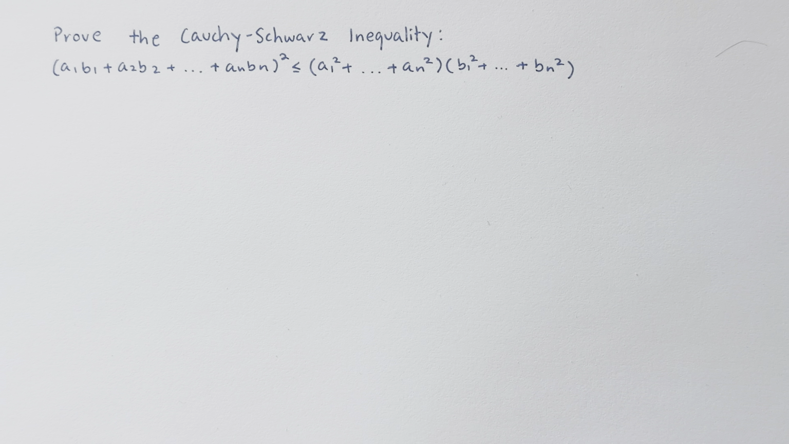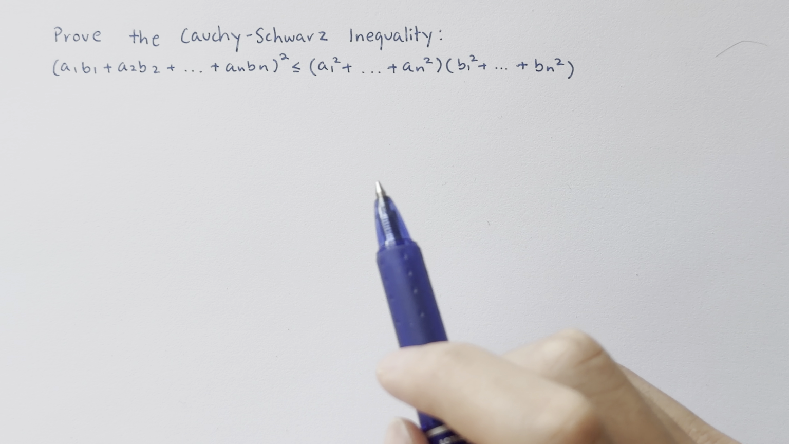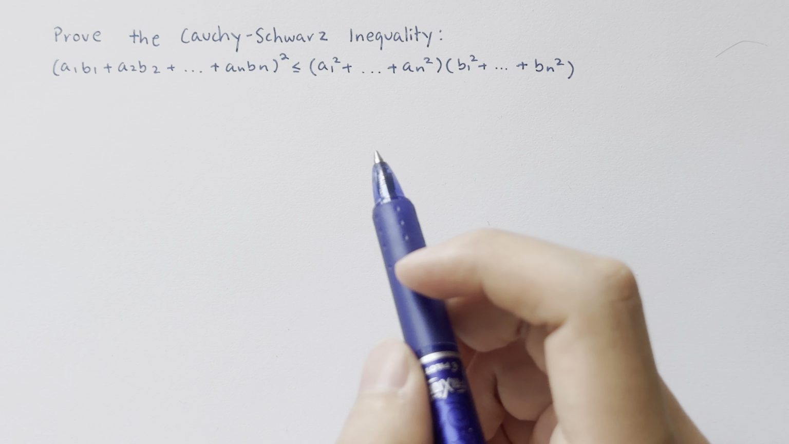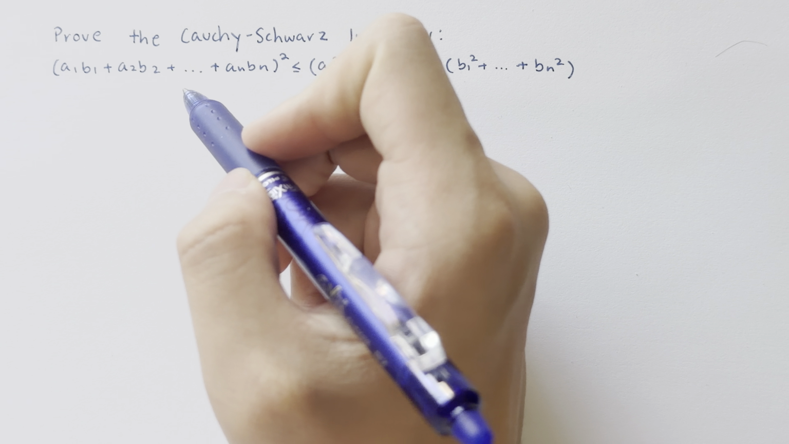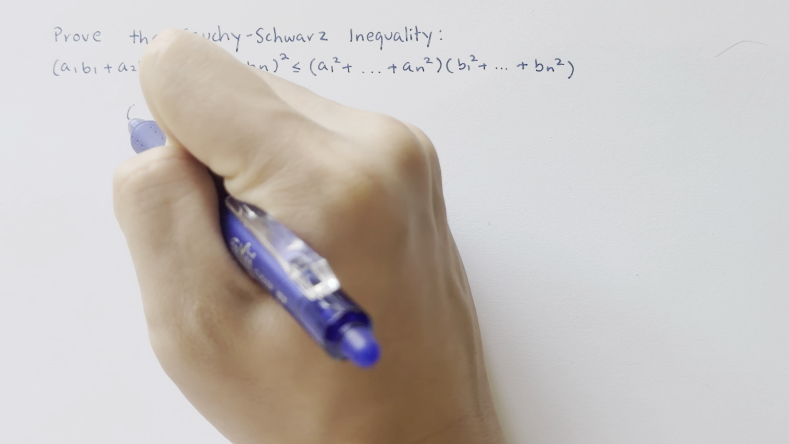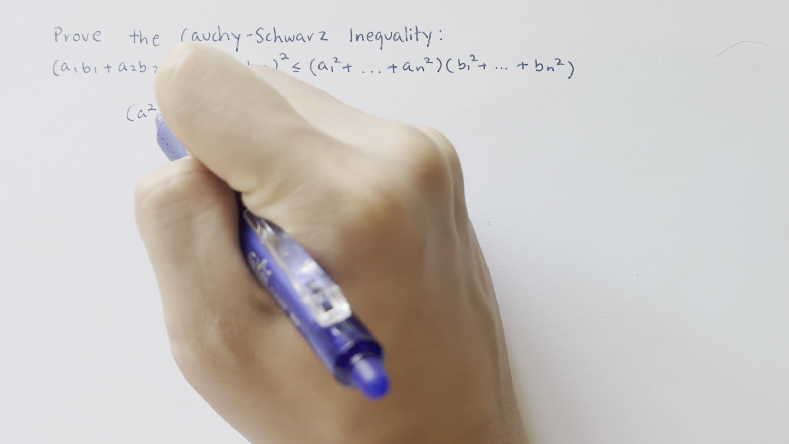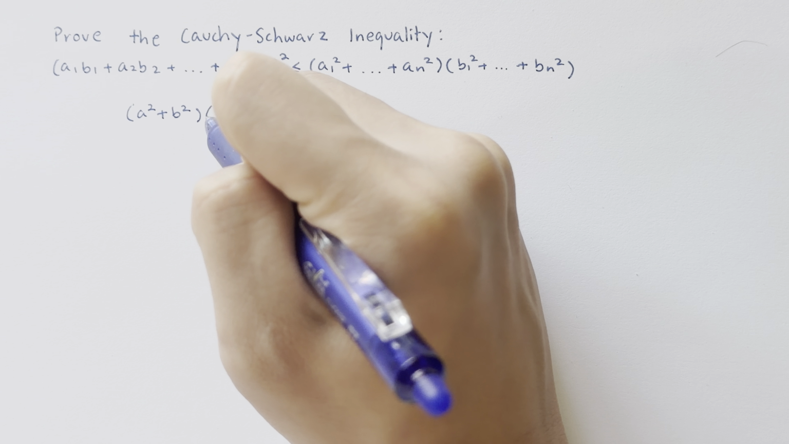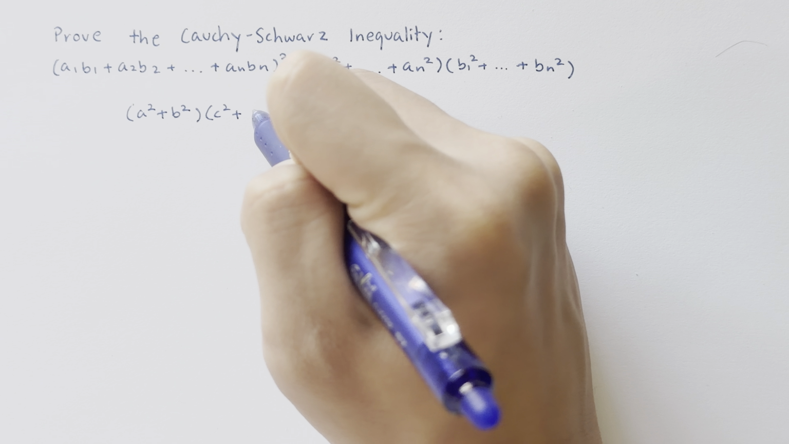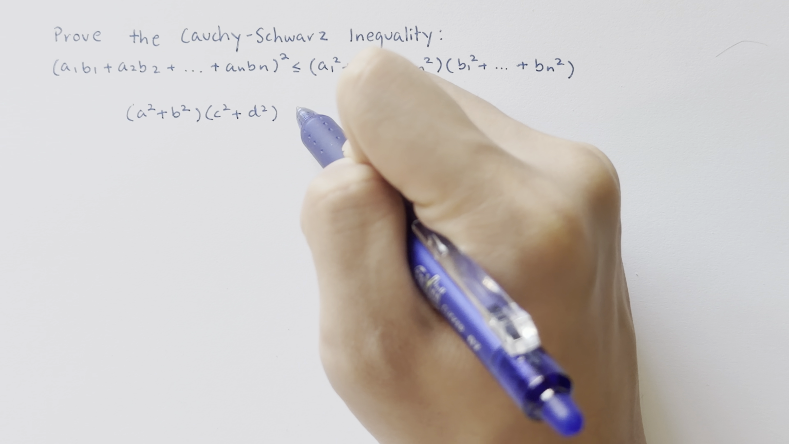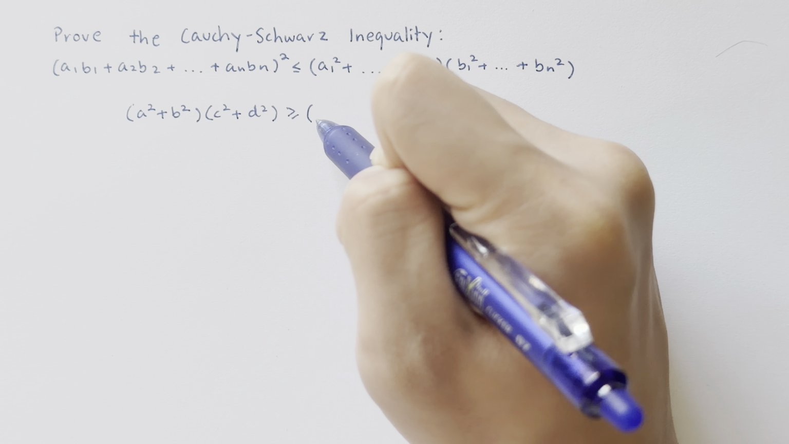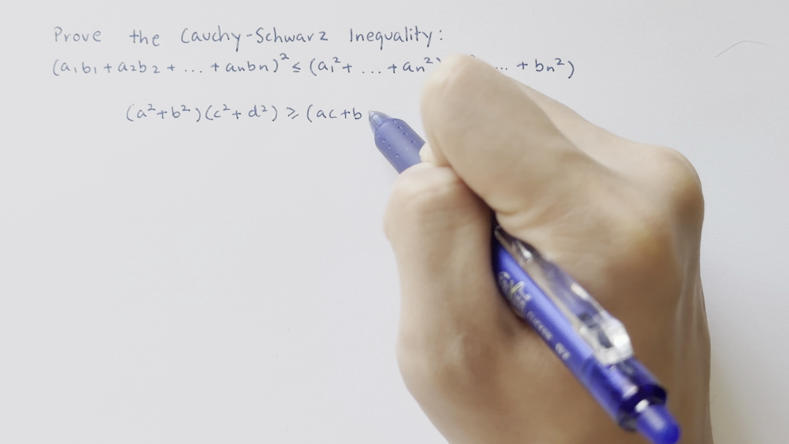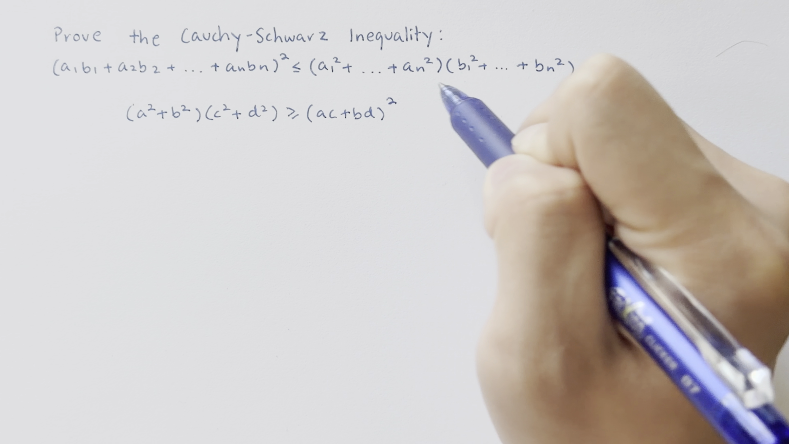To prove this inequality, we can first start with two variables to build intuition. Basically, our goal will be to prove that (a² + b²)(c² + d²) is greater than or equal to (ac + bd)².